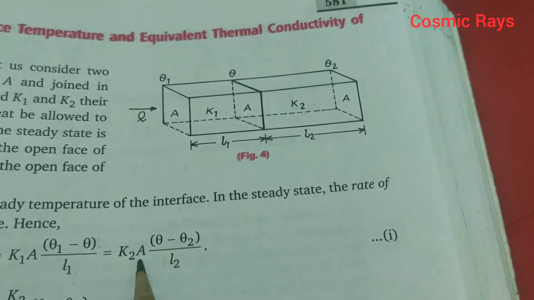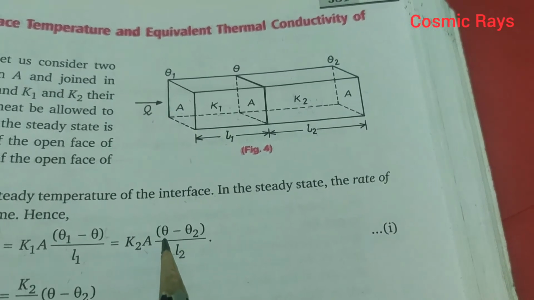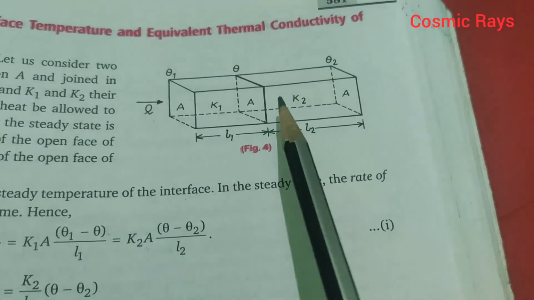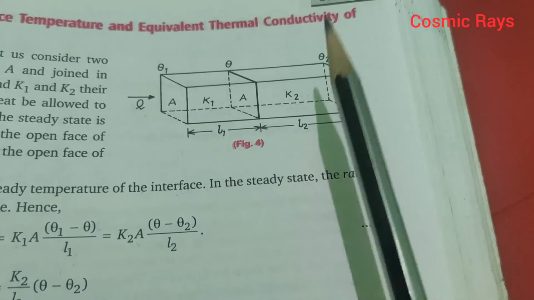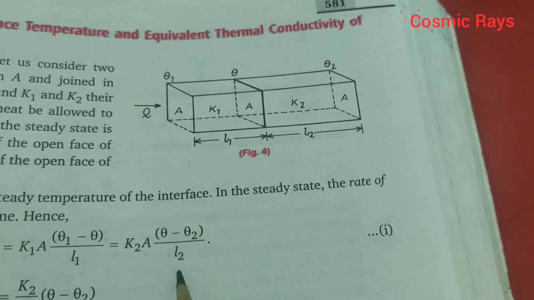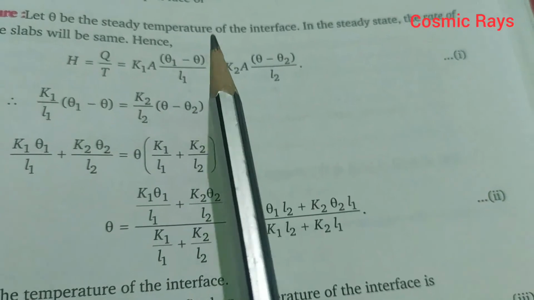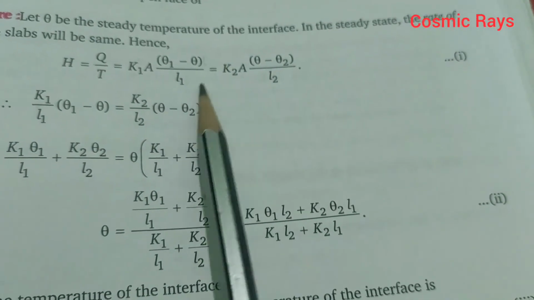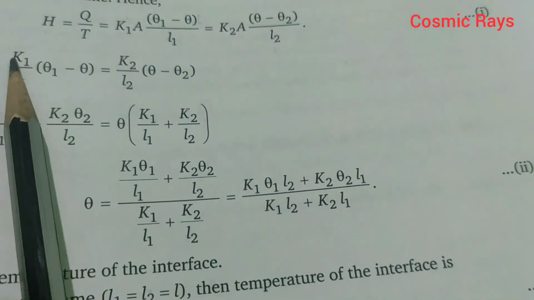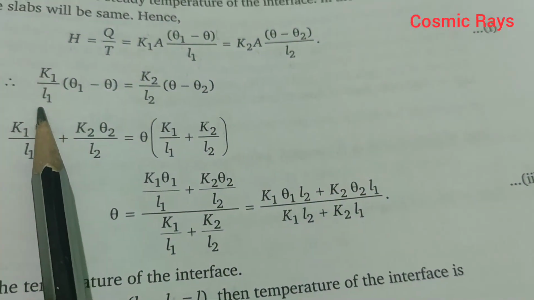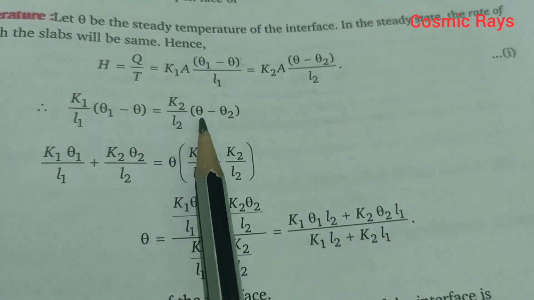Similarly, for the second slab, the coefficient of thermal conductivity is K2, so we have K2 multiplied by the area of cross section, that is A only, and temperature of the first phase minus the temperature of the second phase. So first phase here is theta minus theta 2 upon the length, that is L2. Since at steady state the rate of heat flow in both the slabs will be the same, we equate these two. So it becomes K1 upon L1 theta 1 minus theta equal to K2 upon L2 theta minus theta 2.